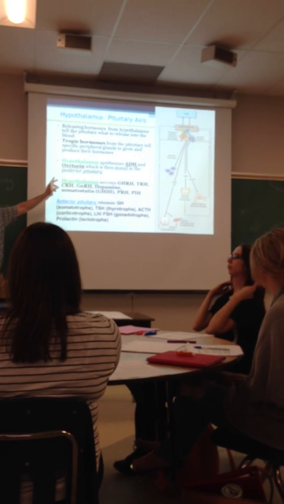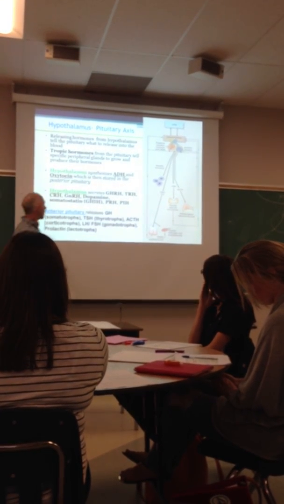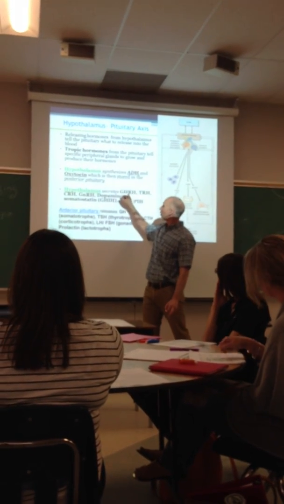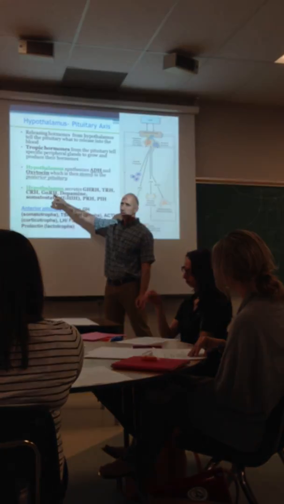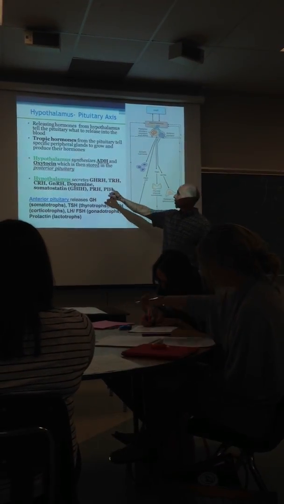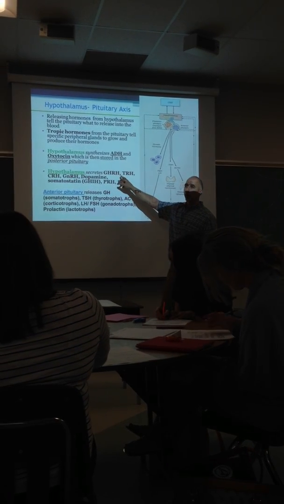Okay, remember that the hypothalamus makes these two hormones, ADH and oxytocin. We talked about these. I'm going to try and trick you, so make sure you get this straight: growth hormone releasing hormone and gonadotropin releasing hormone. I'll try to trick you on a test question, so get those straight.